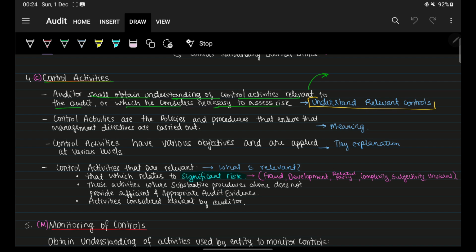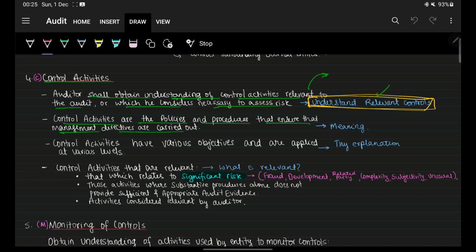He has to understand the relevant controls. Okay, now coming to the second point, the control activities are policies and procedures that ensure that management directives are carried out. So this is nothing but the meaning. Control activities are nothing but policies and procedures. If it is a bit difficult to remember the entire sentence, no problem. Control activities are basically policies and procedures that ensure that the management directives are carried out. That's all. Okay, fairly simple.